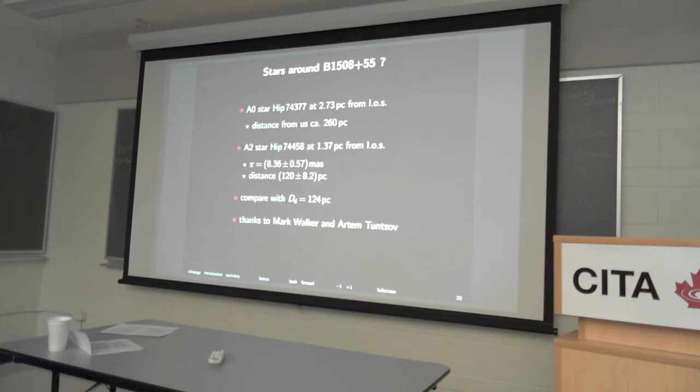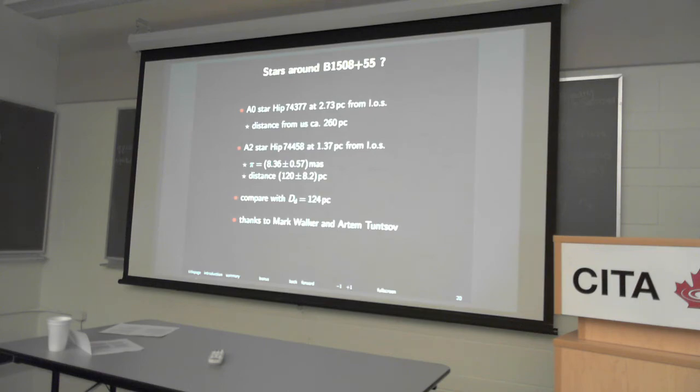But the second one is closer to the line of sight, 1.37 parsecs. And from the best parallax that we could find, we get a distance of 120 plus or minus 8 parsecs, which is really close to my estimate of 124 parsecs. Even though, again, this can just be a coincidence, it's something that we should keep in mind in the interpretation of what we are seeing here.